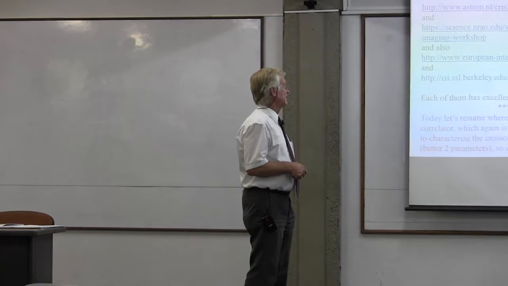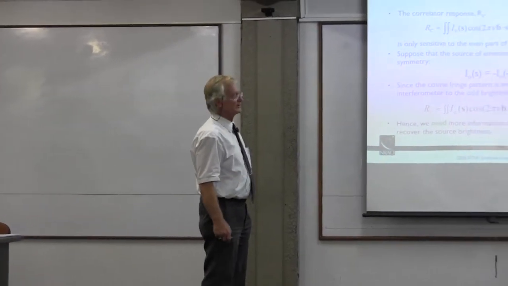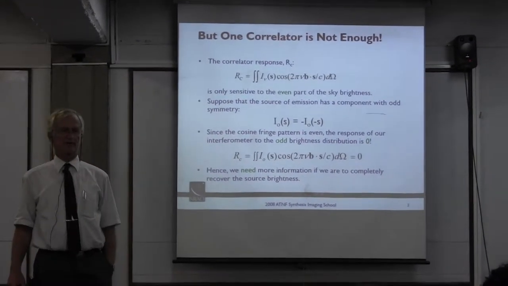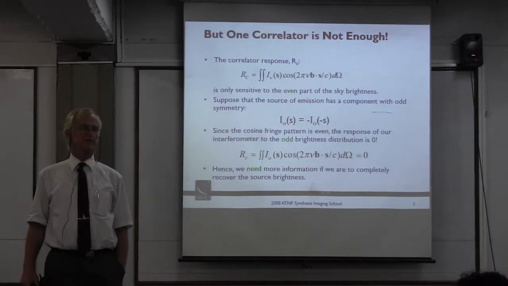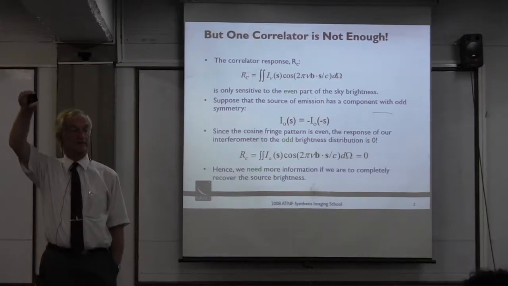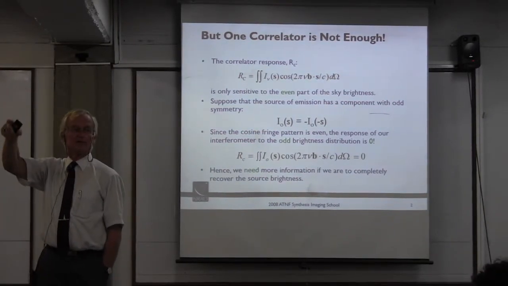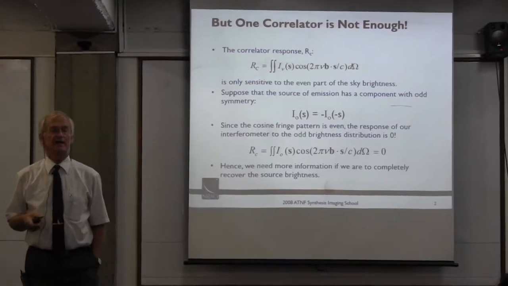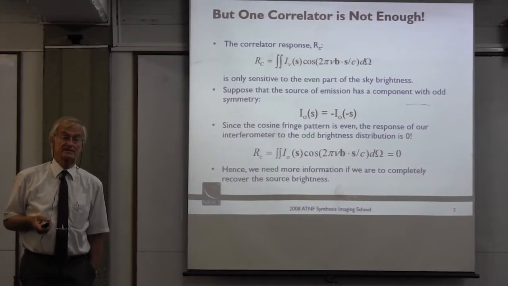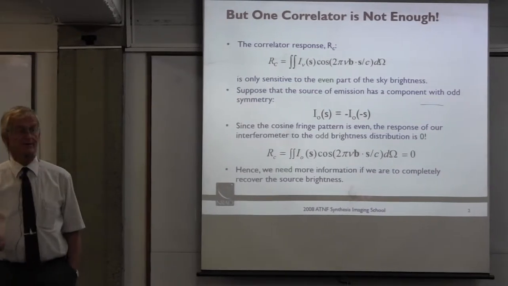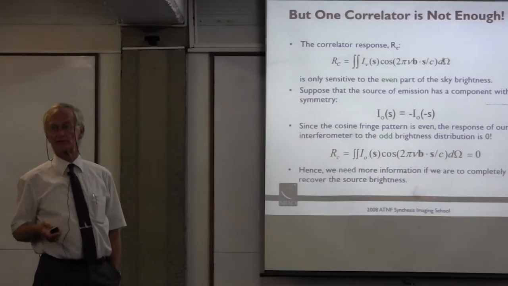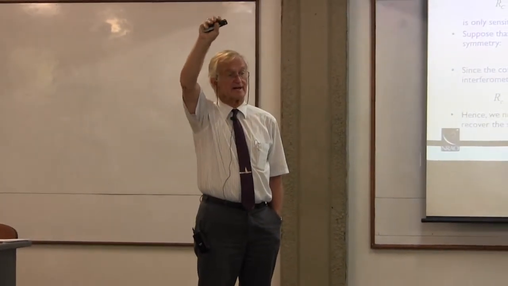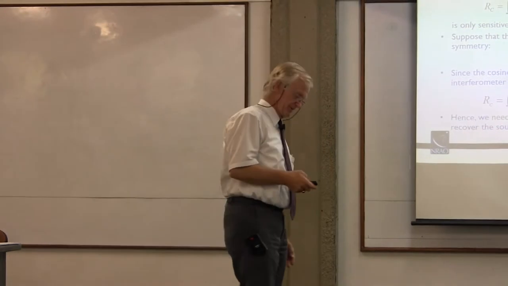So yesterday we decided that you need more than one correlator, because a cosine correlator only has zero responsivity on the sky at all these stripes in between where it has got enough responsivity. And that is a pity, because as I'm looking at the sky, I would much rather have full sensitivity for all point sources, for all elementary emitting elements on the sky that you can find in the beam.